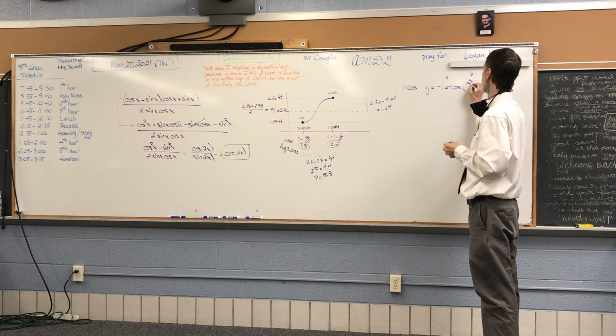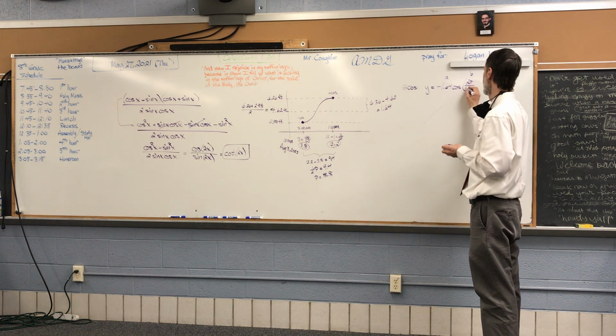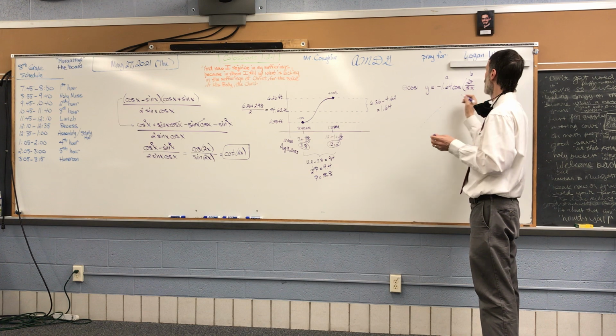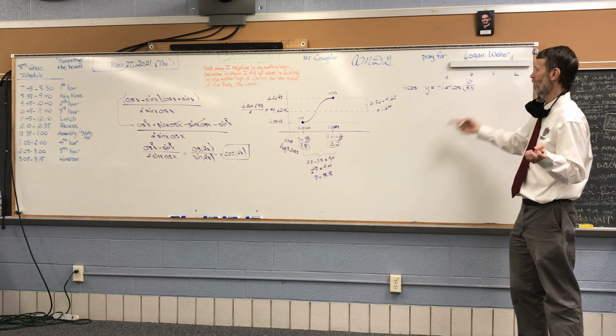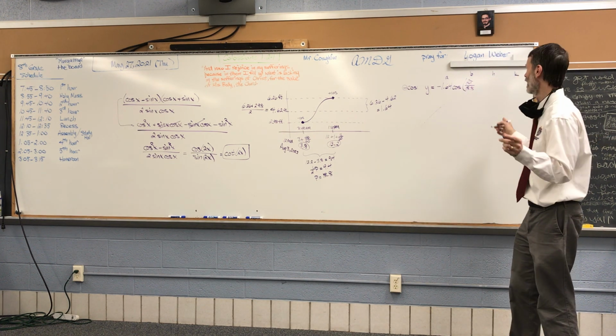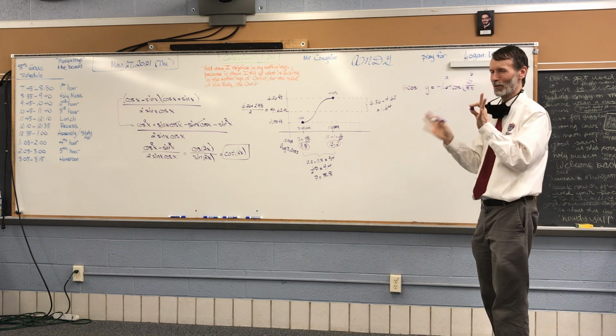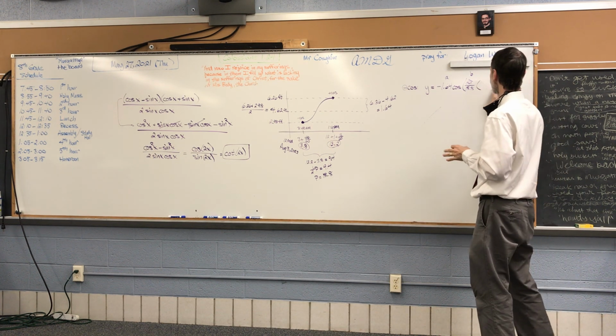2 pi over p, which in this case is 2 pi over 18.8. You're perfectly welcome to do pi over 9.4. That's fine. Just try not to make any arithmetic mistakes when you do that. And then parentheses what? Keep going.